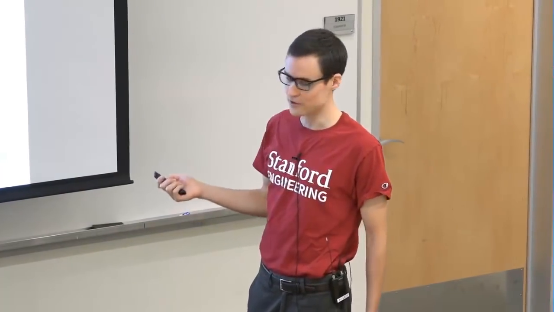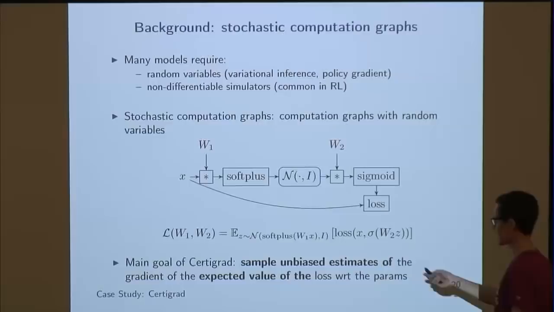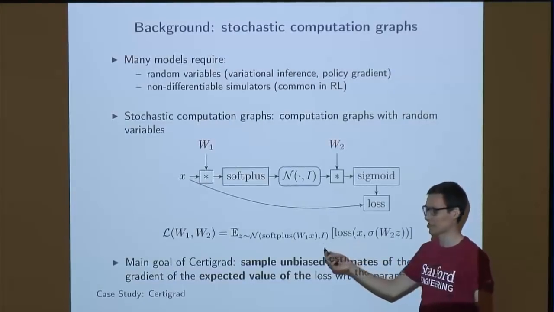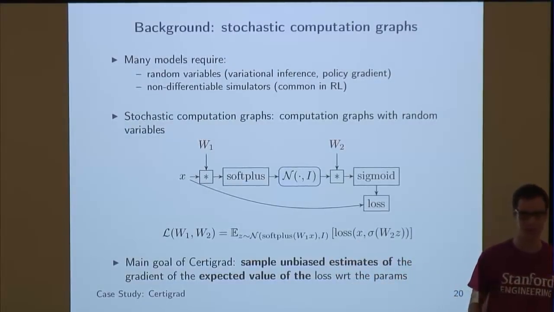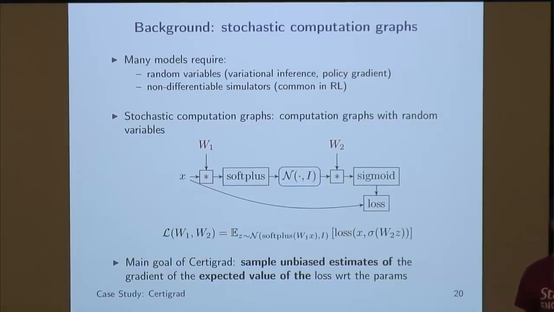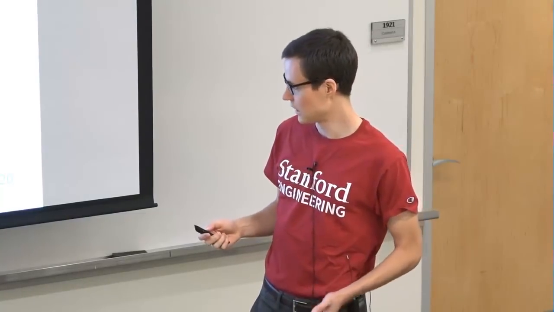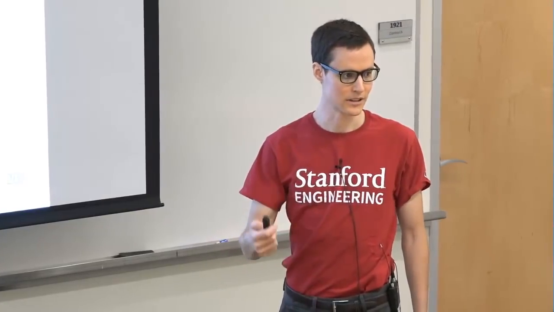And now the main goal of Certigrad is to sample unbiased estimates of the gradient of the expected value of the loss with respect to the parameters, because you can no longer do this in closed form in general. So we're actually going to be running a randomized algorithm and only proving properties about it probabilistically.